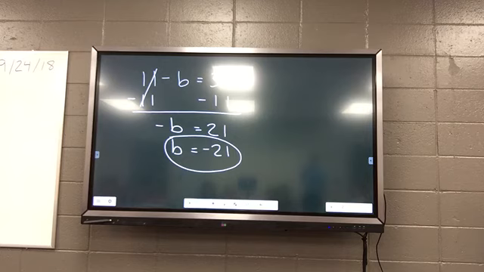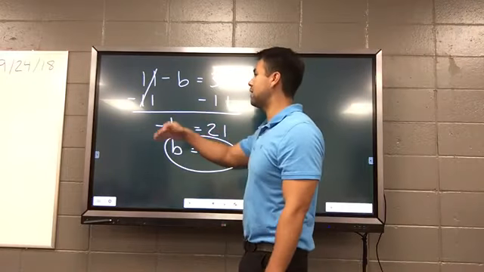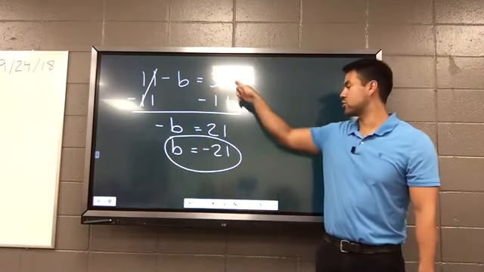So how do I know that's my answer? B equals -21. Like, that's got to be the answer. Check it. How do I check it? What you do is you put -21 into the equation, so it's 11 minus -21 equals 32. Which 11 minus -21 is 11 plus 21, which is 32.